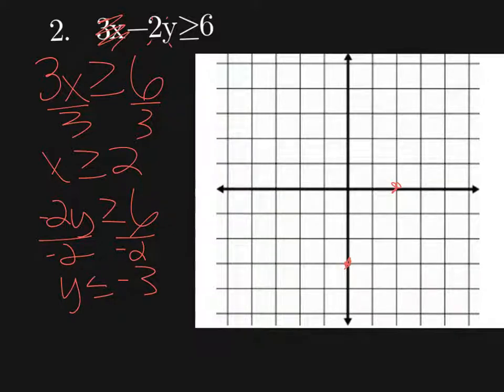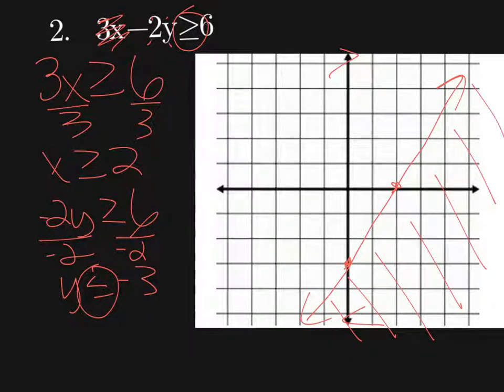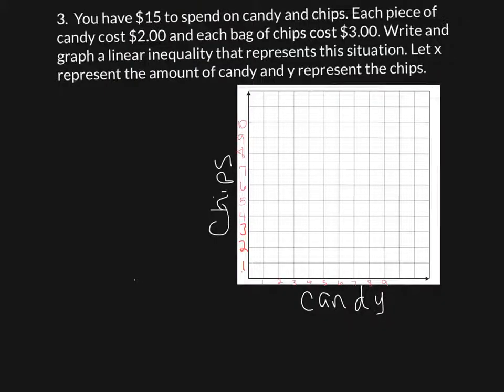All right, and it's a solid line. Okay, and now we got our greater than or less than. Now remember though, we had to flip our inequality, so we can't go off this one, we have to go off this one. Okay, because we had to flip it and it's less than, so we're going to shade below the line. All right, next one's a word problem.